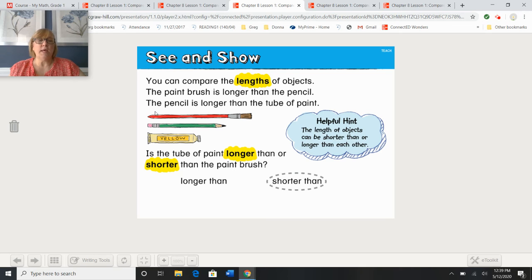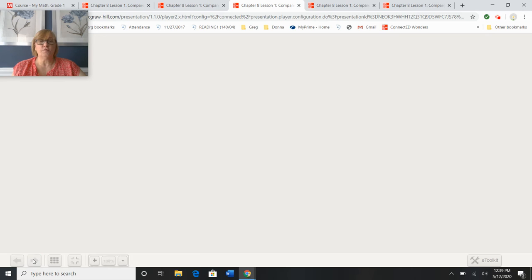Now, something else, notice they put these starting right at the same edge. That's very important when you compare anything, to make sure that they're at the same point so that it's an accurate comparison. Here's the question. Is the tube of paint longer than or shorter than the paintbrush? That's right, shorter than, because they did already show us that. So that is the answer for that one.